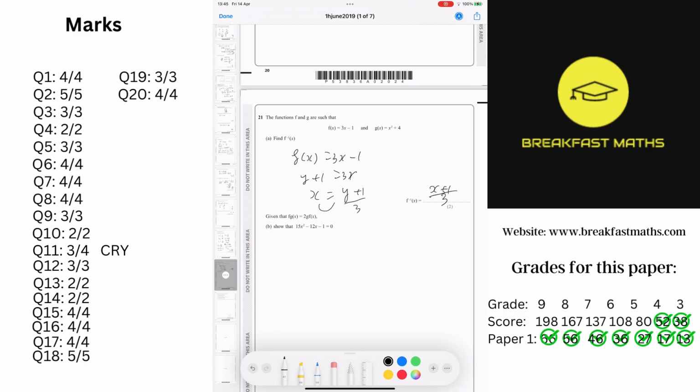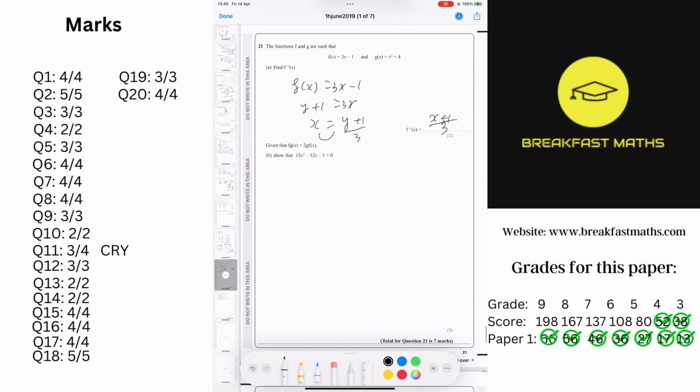Show that fg(x) is equal to 2 gf(x). Okay, so if we start off with fg(x), we can say that this is 3(x squared plus 4) minus 1. Okay, so that's going to be 3x squared plus 12 minus 1, 3x squared plus 11. Okay, then let's see what we can say with this other one.